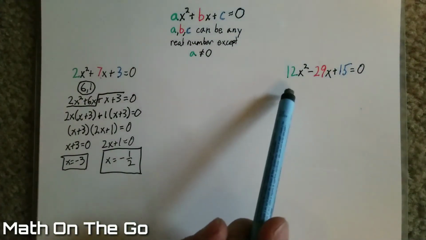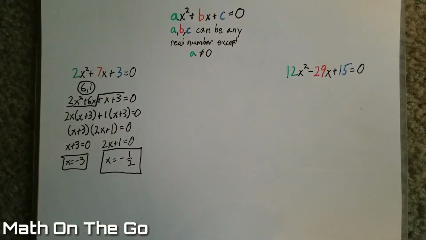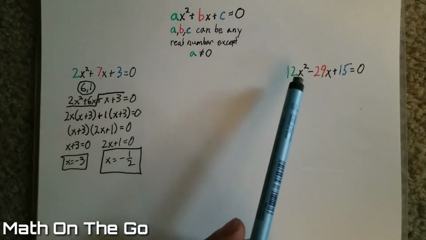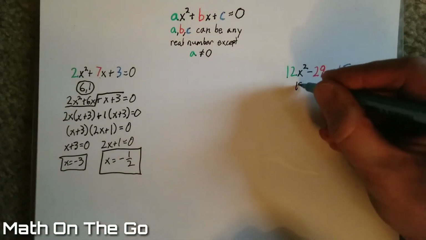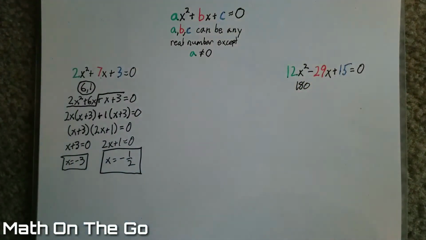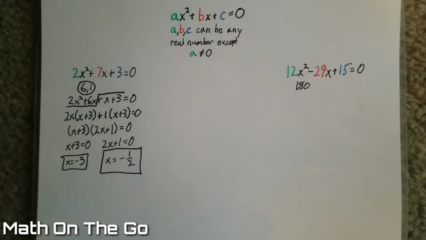Now this next one, 12x squared minus 29x plus 15 equals 0. We're going to do the same thing we did over here. We're going to multiply our a term and our c term, which gives us 180. And we've got to find two numbers that multiply together to give us 180 and add to give us negative 29. So I mean, 12 and 15 multiply to 180, but that won't give us 29. 1 and 180 will work. 2 and 90 will work, but none of these are giving us 29.